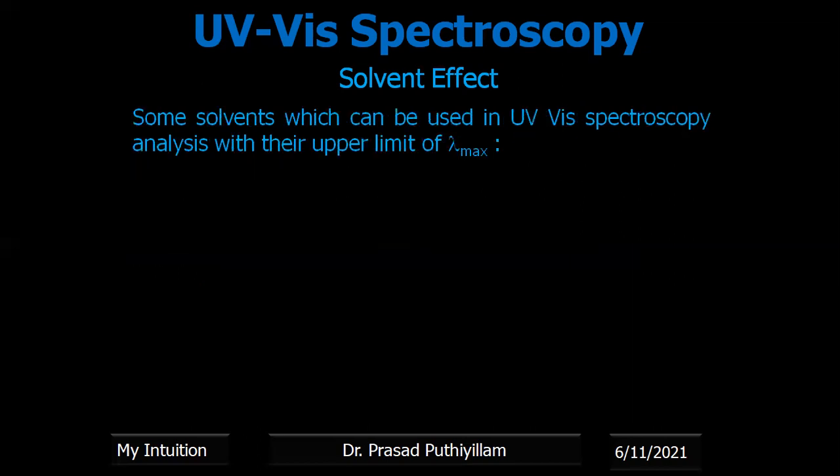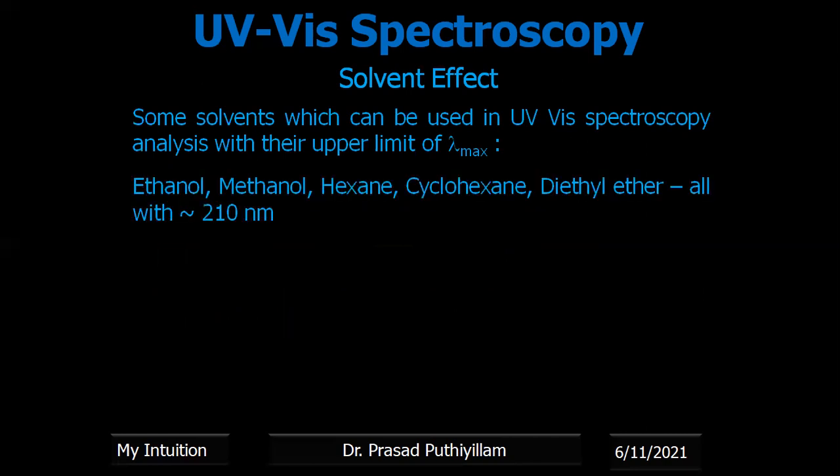Some solvents which can be used in UV visible spectrophotometry analysis, with their upper limit values, I'm displaying here so that you can conveniently use them for analysis of a particular compound. Ethanol, methanol, hexane, cyclohexane, diethyl ether all have an upper limit of around 210 nanometer. Therefore, for any compound which absorbs above 210 nanometer, we can use these solvents, which will not interfere. So we have to look into the spectra above 210 nanometer. Anyhow, 200 to 800 nanometer is the spectral range for UV visible spectrophotometry instrument application.